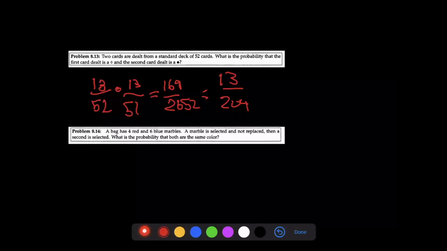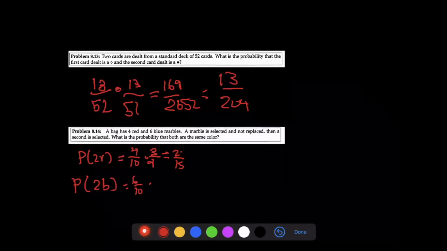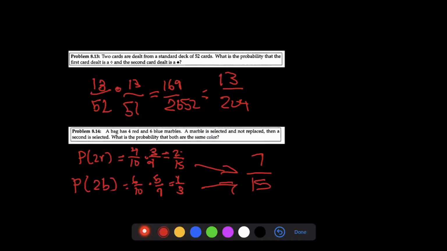So the probability of both being red is equal to 4/10 times 3/9, which is 2/15. And the probability that two of them are blue is equal to 6/10 times 5/9, which is equal to 1/3. Adding these two together gives 7/15. So the probability that both of them are the same color is 7 out of 15.